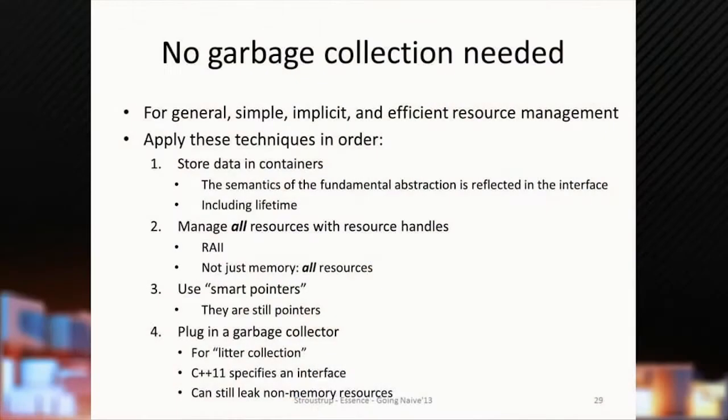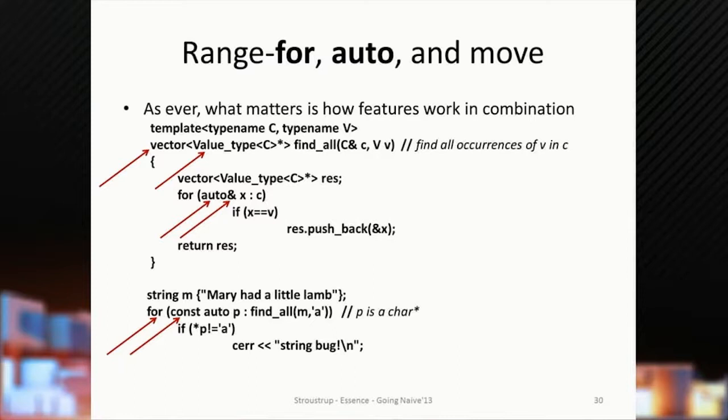But the point is, the usual order of preference has been reversed here. It is not that the ideal is garbage collection, and then if we don't have garbage collection, we will do something else. No, the idea is perfect resource safety with minimal overheads, minimal resource retention times, and then eventually, if everything else fails, we can plug in a garbage collector. At this point, garbage collection becomes cheap.